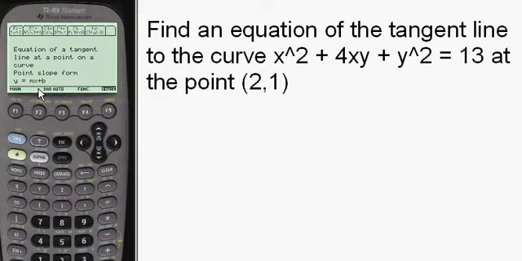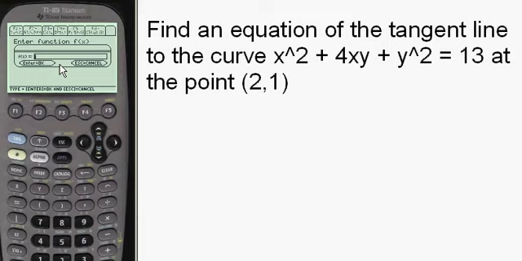We learned that in algebra, I guess, at least I did. So it says to enter the function. We're going to enter the function here. We have to press alpha first. That would be x squared plus 4 times x times y plus y squared equals 13.